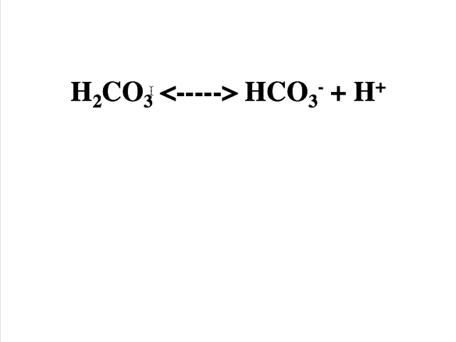Carbonic acid, double-sided arrow, reversible reaction, can dissociate into bicarbonate ion and hydrogen ion. So this is what makes this stuff a buffer. The ability to go back and forth between two different states is very important. And you can see the implications for this immediately.